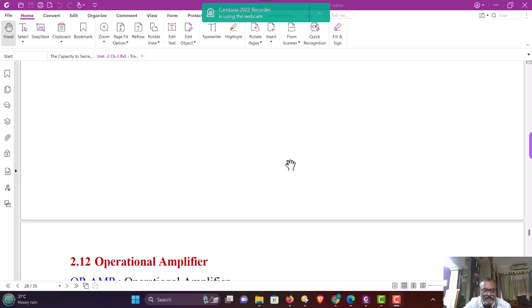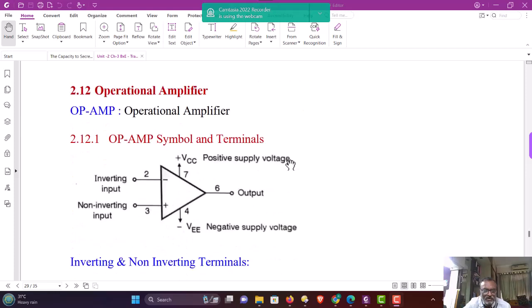That's all, friends. This is all about the MOSFETs, the MOSFET amplifier, and how MOSFET can be used as a switch. So today we will stop here and we will meet in the next session in continuation, the last topic of this chapter, that is operational amplifier. Till then, bye bye.